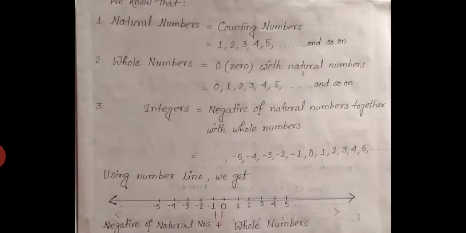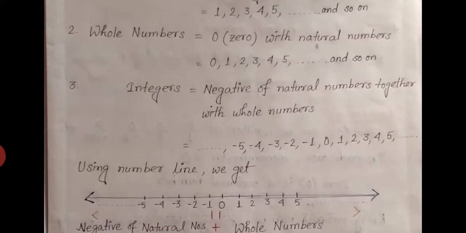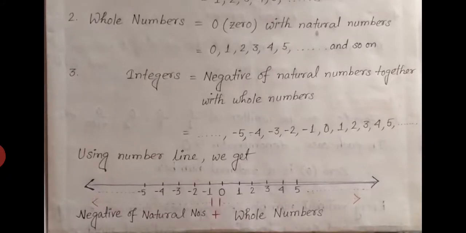You all know how to draw a number line. Here you can see the number line where I have plotted the numbers. These are integers. On the right side of 0, these are positive integers like 1, 2, 3, 4, 5 and so on. And on the left side of 0, these are negative integers. They are -1, -2, -3, -4 and so on.